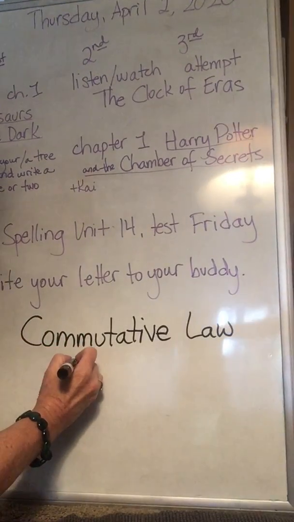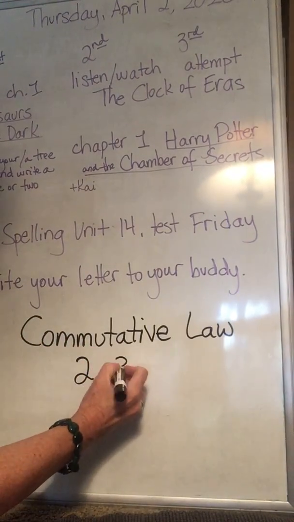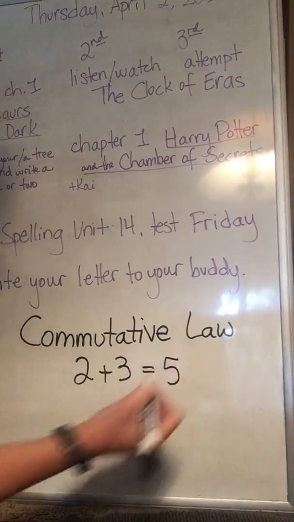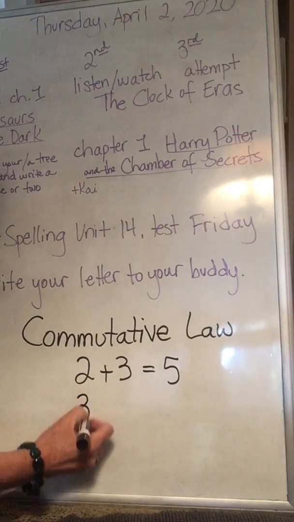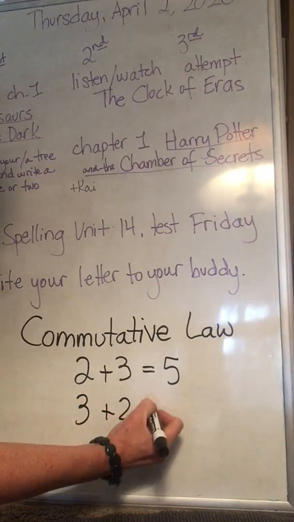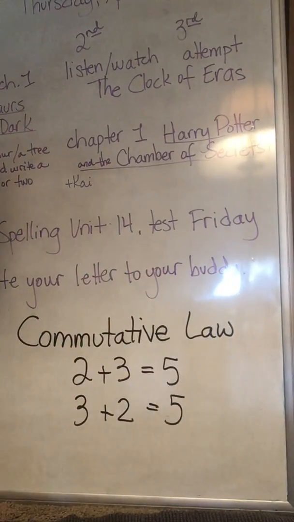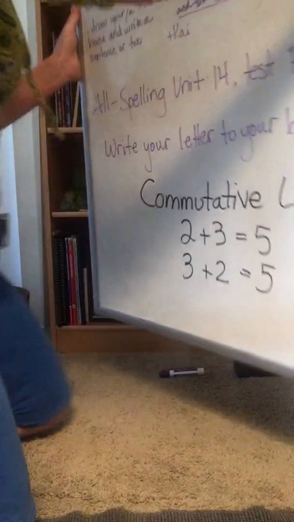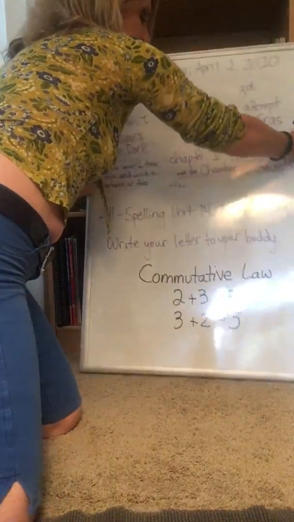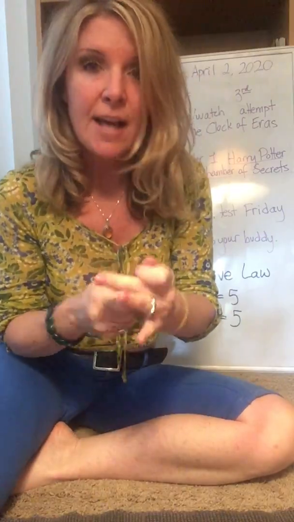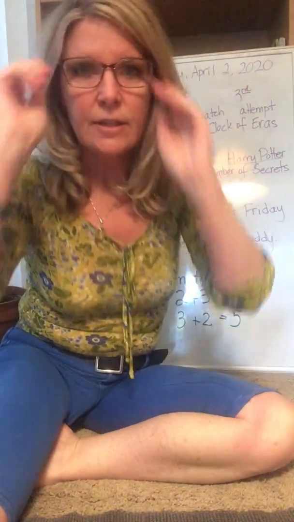So if 2 plus 3 equals 5, then 3 plus 2 equals 5. That's it. That's the commutative law. The reason we're talking about that when we're making our flashcards is that it's going to save us a lot of time. So let's have a look here.